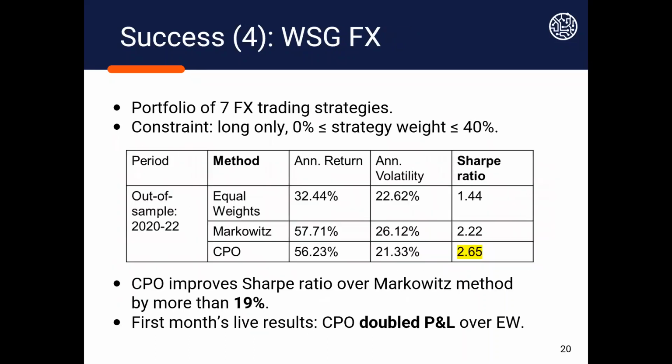taking a more defensive position. And we have a client called WSG. They are a Forex-based prop trading firm. They run a portfolio of 7 Forex strategies. And the constraint, again, is that they don't want to short their strategies. They only want to go long. However, they also don't want to put more than 40% on any one strategy. And the outcome is, once again, quite remarkable. Compared to the existing equal weights method, it improved the Sharpe ratio by almost 100%. And compared even with the Markowitz method, it improved the Sharpe ratio by a significant 19%.